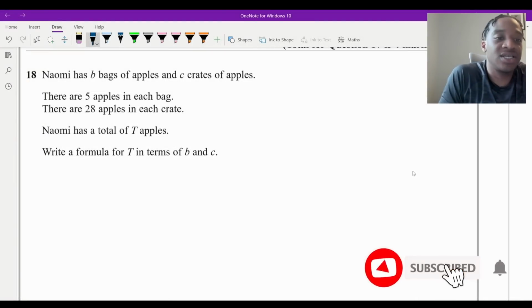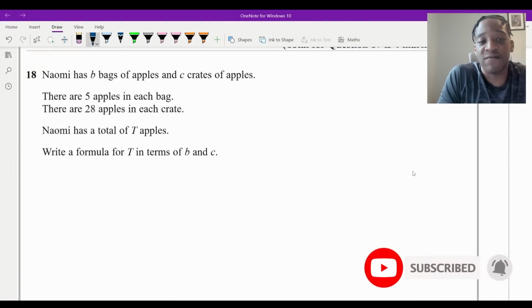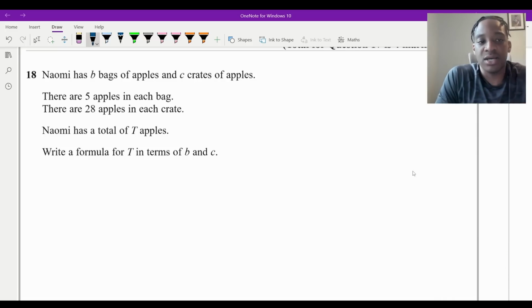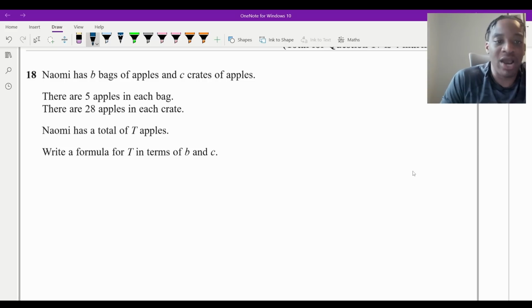Okay, so question 18 says, Naomi has B bags of apples and C crates of apples. There are 5 apples in each bag. There are 28 apples in each crate. Naomi has a total of capital T apples. Write a formula for T in terms of B and C.